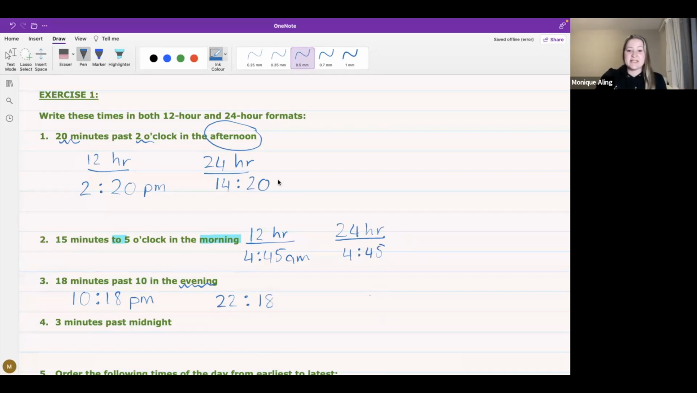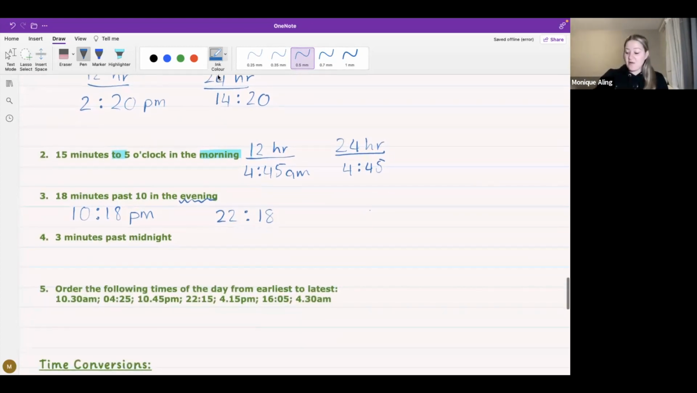Question 4. Let's see them answers. Awesome. Okay, so 3 minutes past midnight. For 12-hour, we're going to say 12:03 a.m. because midnight becomes morning. It's the start of morning. Don't forget to specify a.m. If we're saying 12:03, we need to say a.m. And 24-hour looks like that.